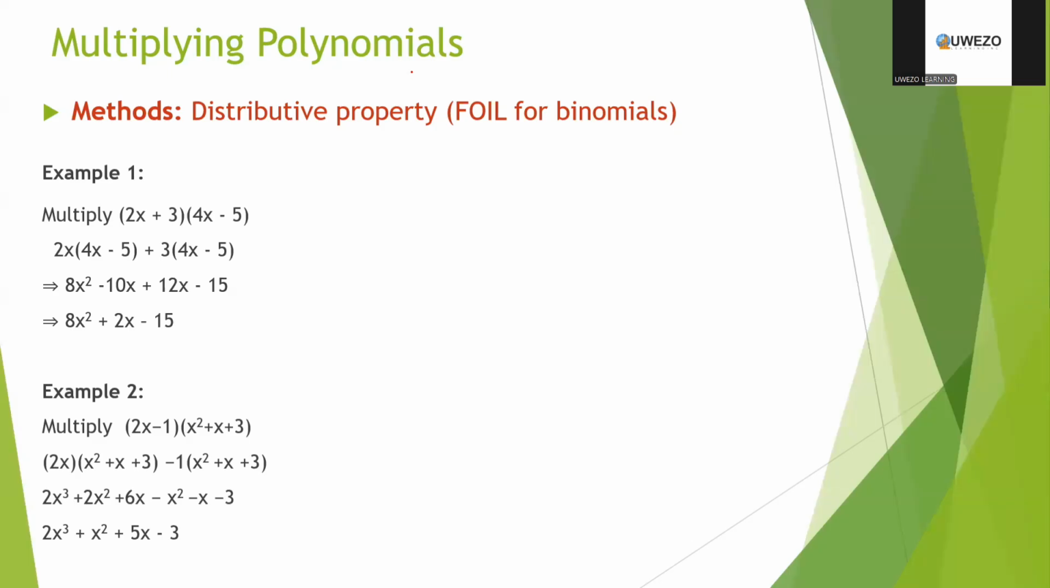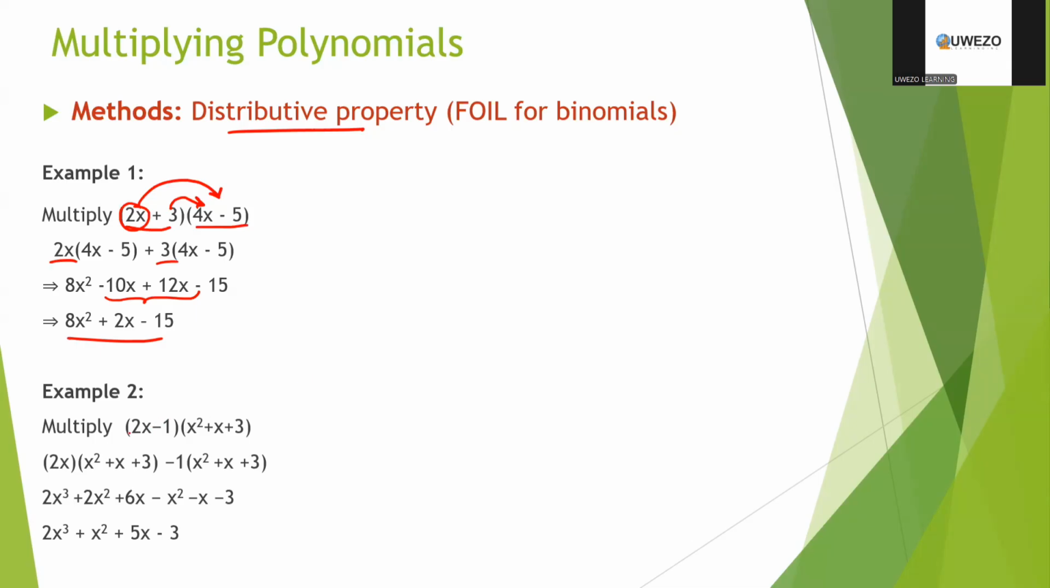For multiplication of polynomials, we could apply the distributive property. For example, if you want to multiply two linear polynomial expressions, 2x plus 3 and 4x minus 5. First we'll multiply 2x with the second polynomial expression. And then similarly, we multiply 3 with again the second polynomial expression. So if you further simplify, you get some like terms. By adding those terms, we get the final answer.